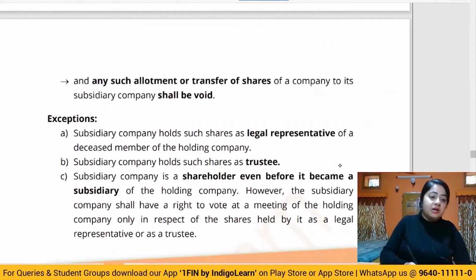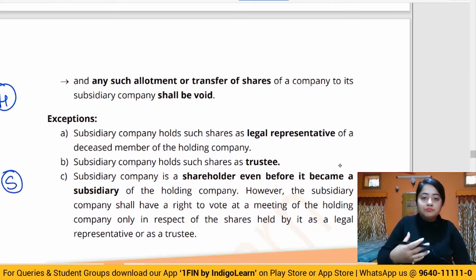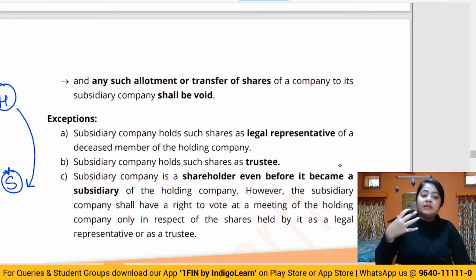The 3 exceptions are, let's say there's a holding company and there's a subsidiary company. Now, before they became holding and subsidiary, it may be possible that the subsidiary company already has some shares of this company. And later on, the holding company acquires more than half of the shares of the subsidiary company. Basically, it makes the subsidiary company a subsidiary, right? So before this relationship of holding and subsidiary, if the subsidiary has any shares of the holding company, then it's okay. The subsidiary company can continue to hold those shares, but there is going to be no voting right allowed.